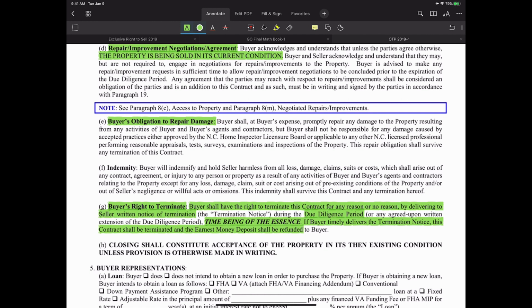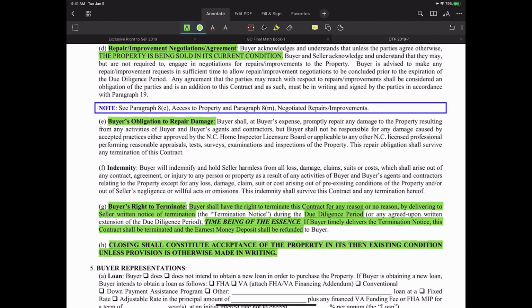And then when the buyer buys the house, you know what? It's yours as is, where is. It's yours however it is at that day. It's my favorite line in the whole contract. Closing constitutes acceptance. This is not property management, buyer. This is now your house.